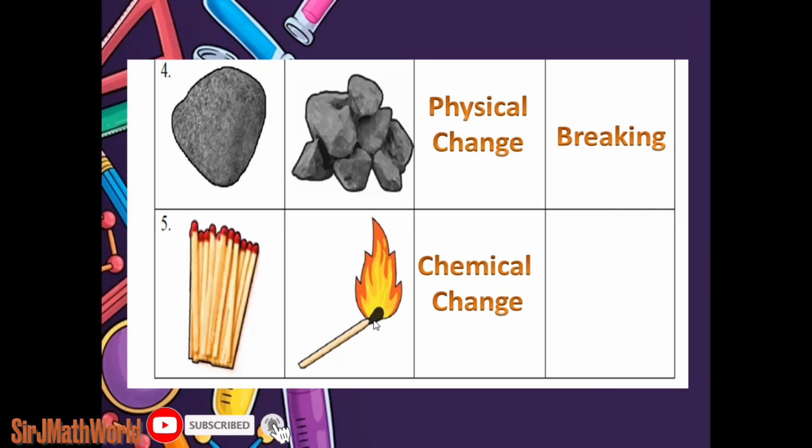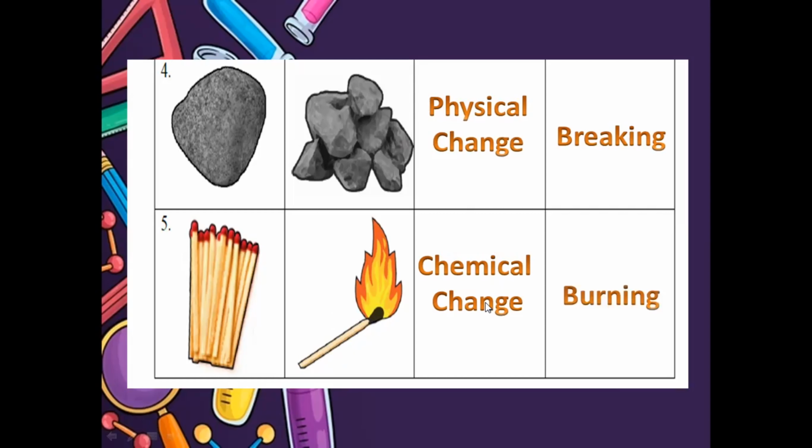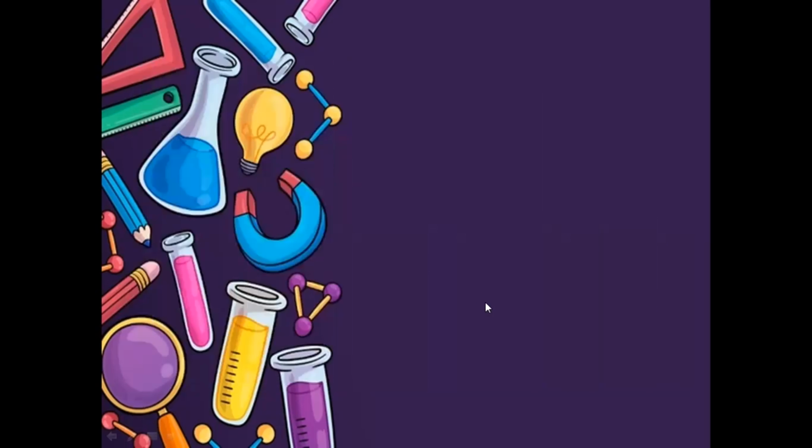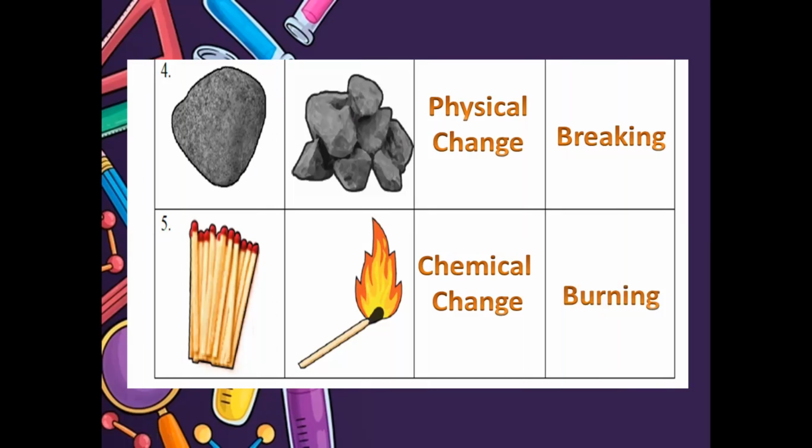And then, naging abo na yung dulo. Naging abo na siya. Even this match, itong kahoy, kapag nasunog to, nagbago siya ng kulay, nagbabago yung composition niya. So, chemical change takes place and it is called burning.